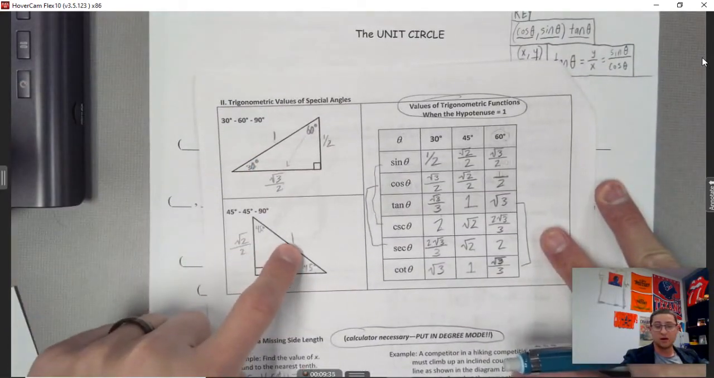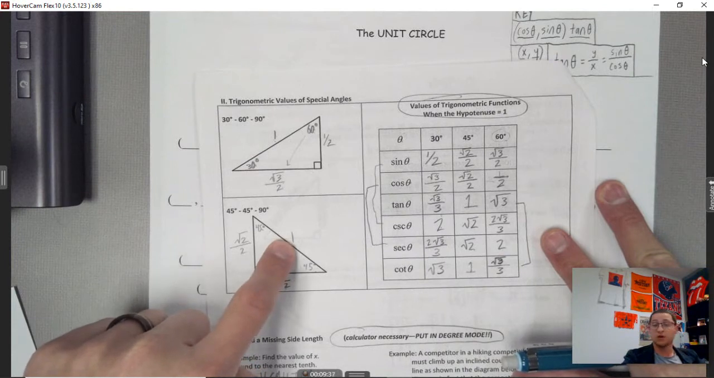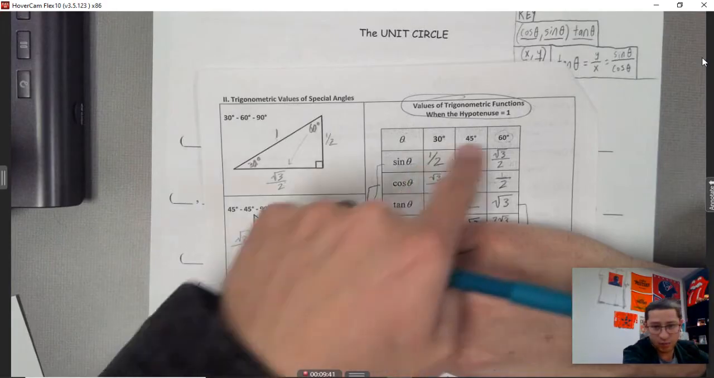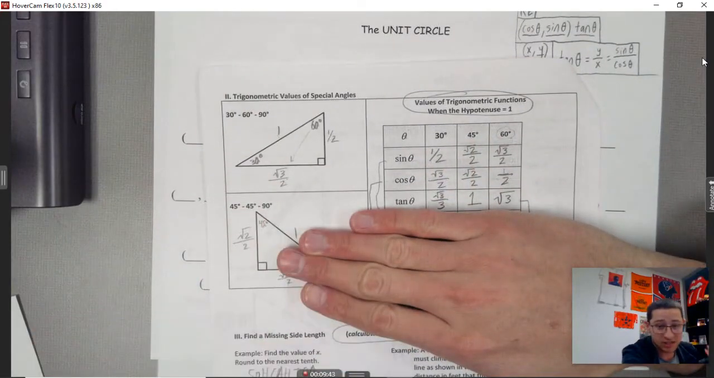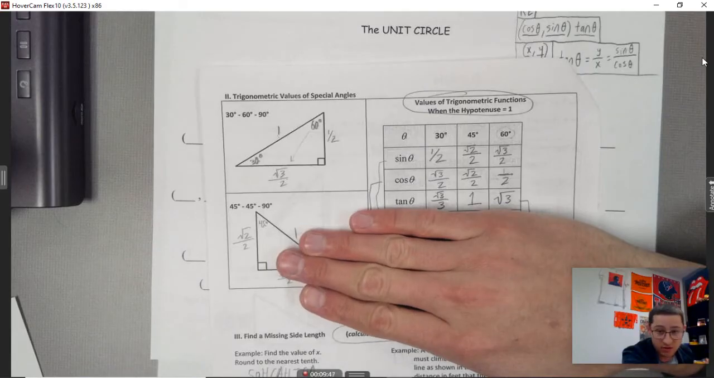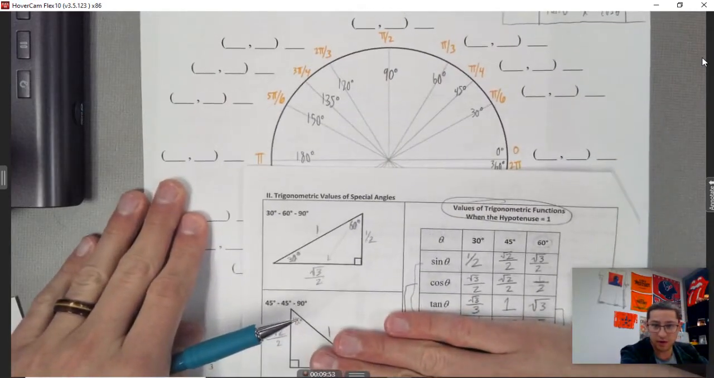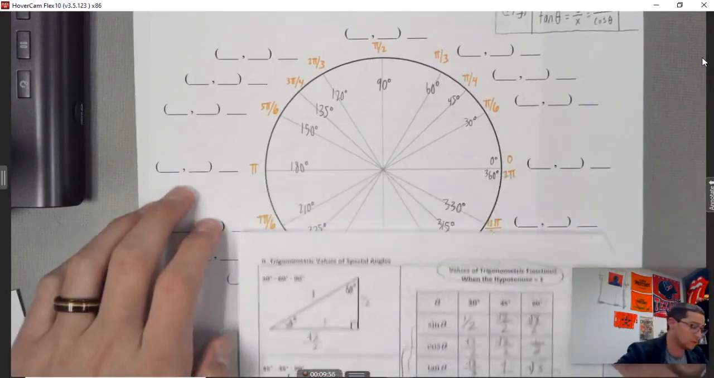Same thing here, 45, 45, 90 triangles where your hypotenuse was 1, and we ended up getting all these values in this table. Now this is where they're actually going to come into play, because now we're going to use this knowledge to help us find some values. Let's go ahead and start. So I'll reference this in the beginning, but here we go. And let's do the simple ones first.